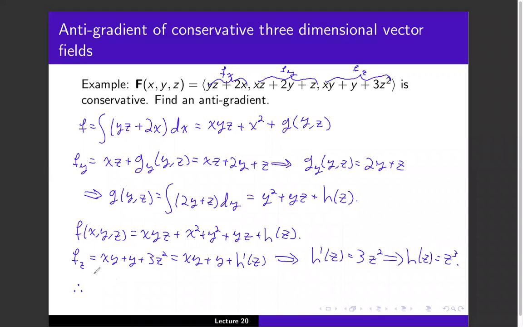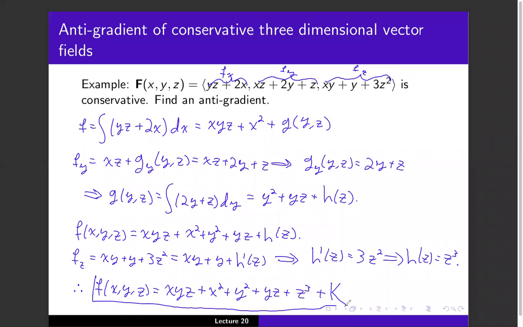So we know g and we know h, and at that point, we're ready to say what exactly our anti-gradient is. f of x,y,z is given by xyz plus x squared plus y squared plus yz plus z cubed. And if you want to be really precise, you can include an arbitrary constant of integration at the end of it. That's about it. And that's how you find the anti-gradient.